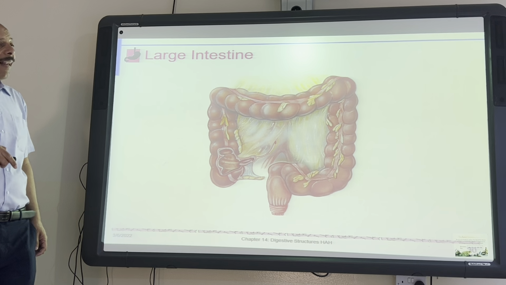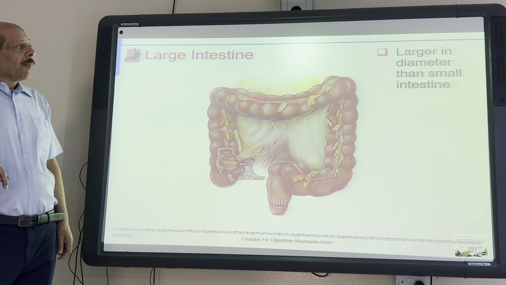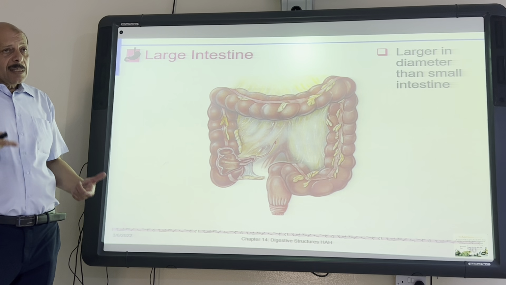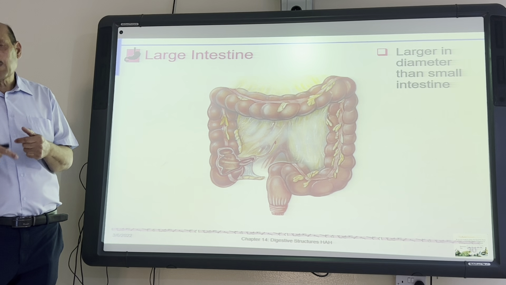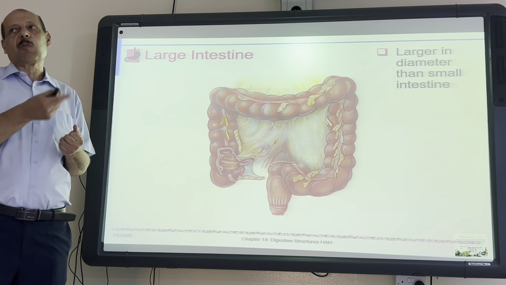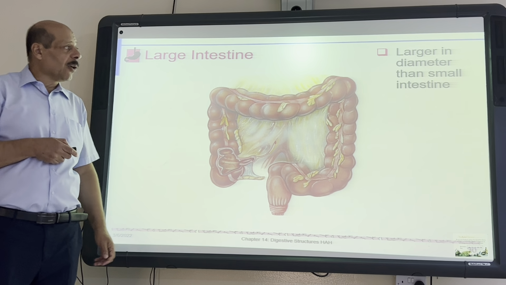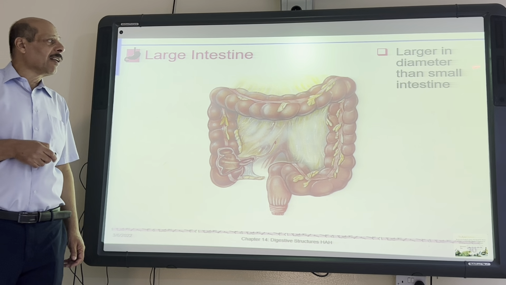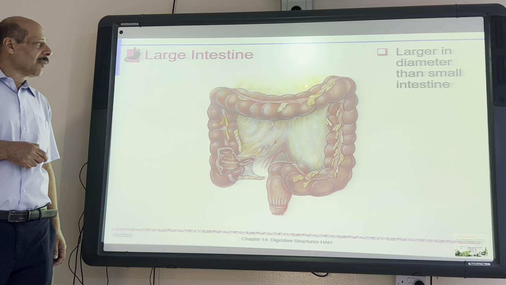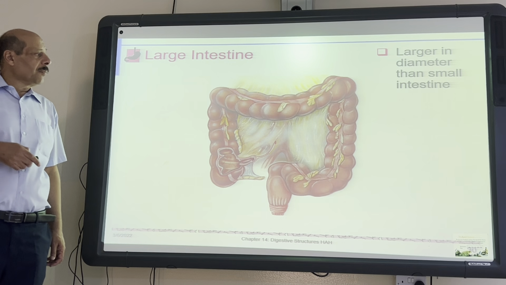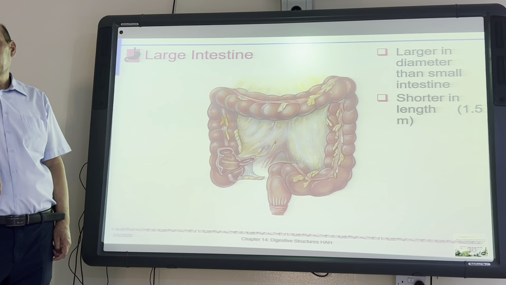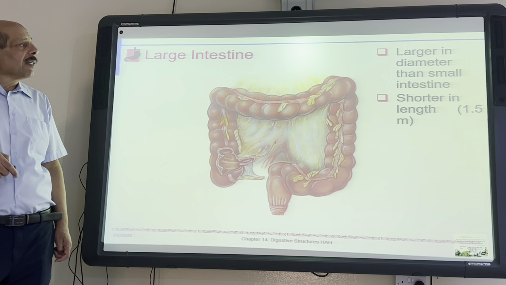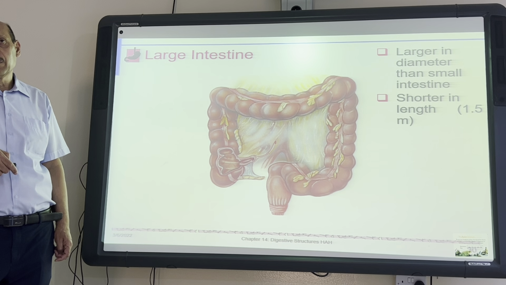So the large intestine is called large intestine because it is larger in diameter. The diameter of the small intestine is smaller than the large intestine. But it is also shorter. The length of the large intestine is about 1.5 meters, while we said that the small intestine is around 6 meters.